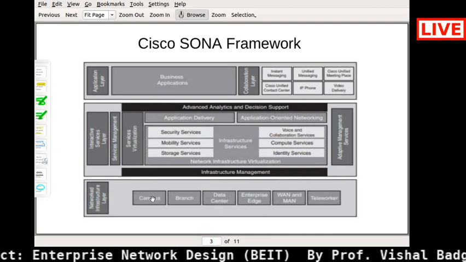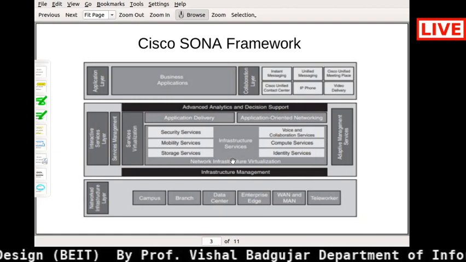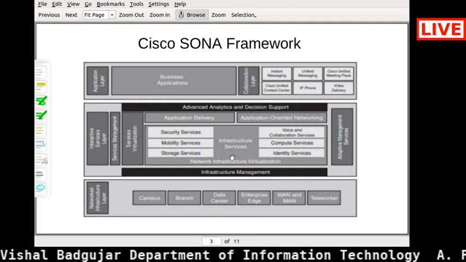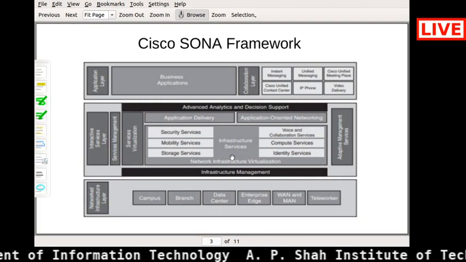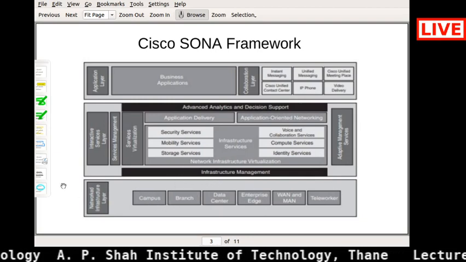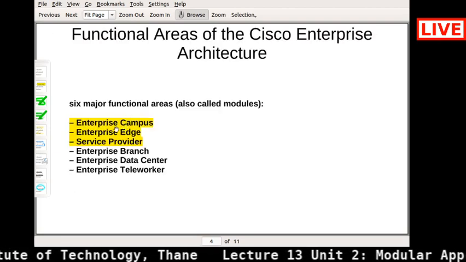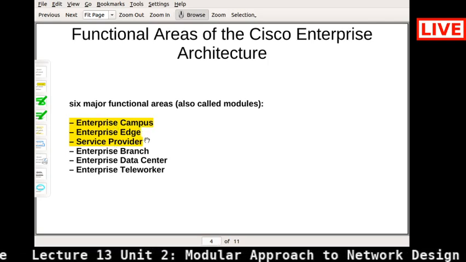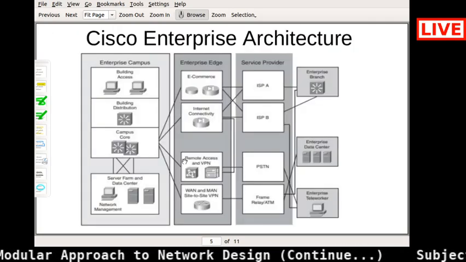In the Cisco service oriented network architecture, if the question is asked to draw the diagram of the Cisco SONA framework with enterprise architecture, then you need to show this particular diagram with all six modules in the network infrastructure layer, right? Out of these, three we finished in the last session. The remaining three we need to cover in this session, right?